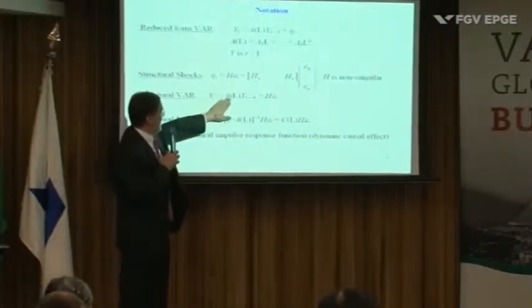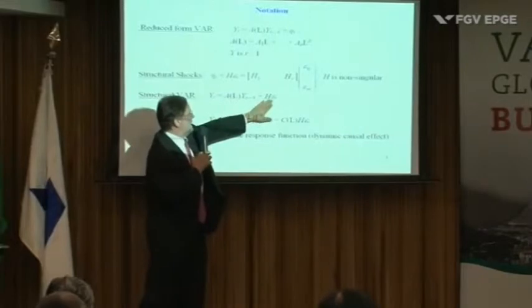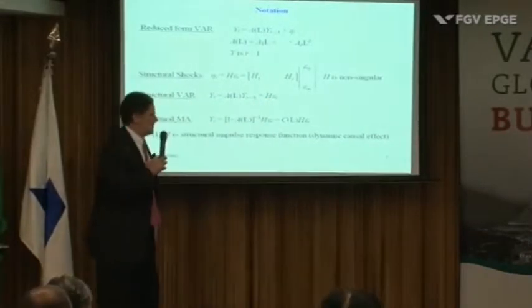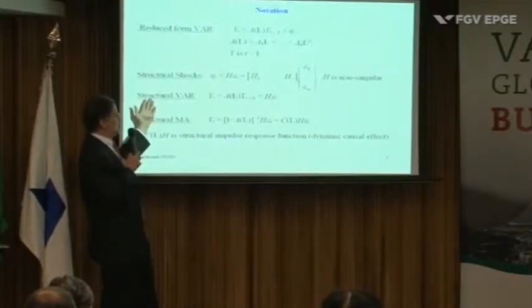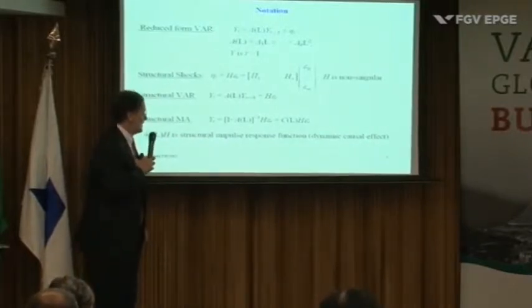So Y_t is A(L) Y_{t-1} plus eta_t. Eta is just H times epsilon. So this is what you get, what Chris would call a structural vector autoregression.